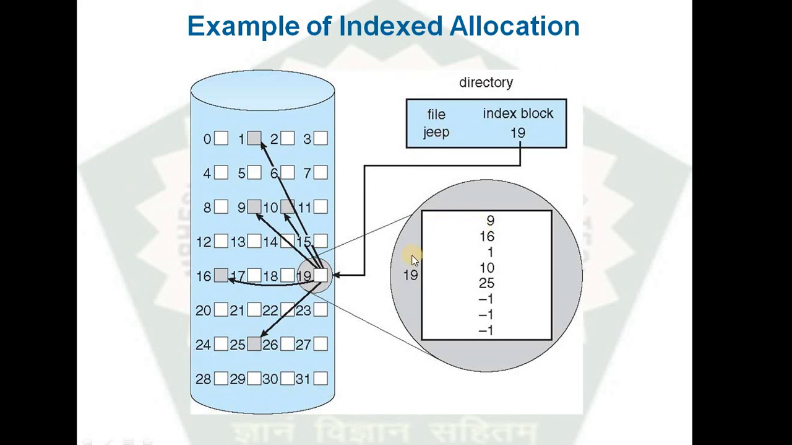That is, एक entry उसकी 9 में है, second entry 16 में है, और एक entry 1 में है, एक entry 10 में है, and so on. All the entries are represented here.